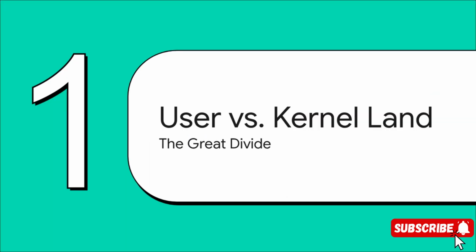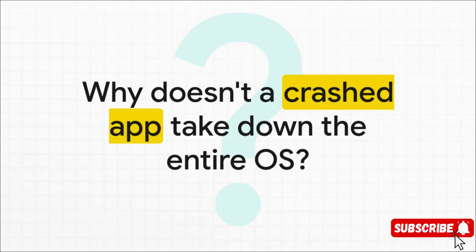All right, first things first, we have to wrap our heads around the single most important concept in all of Windows architecture. It's this fundamental separation of powers between your applications and the operating system itself. We've all been there, right? An app just freezes up or crashes completely. But have you ever stopped to think why it doesn't just take your entire computer down with it? The answer is an absolutely brilliant architectural choice, a protective wall built around the heart of the OS.